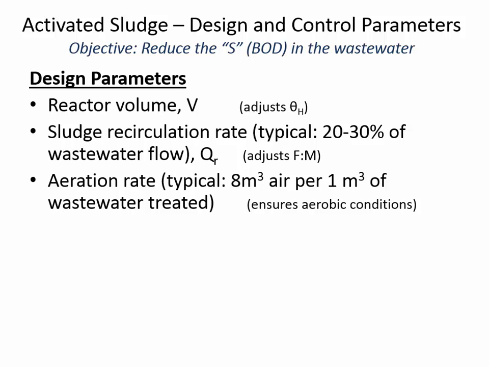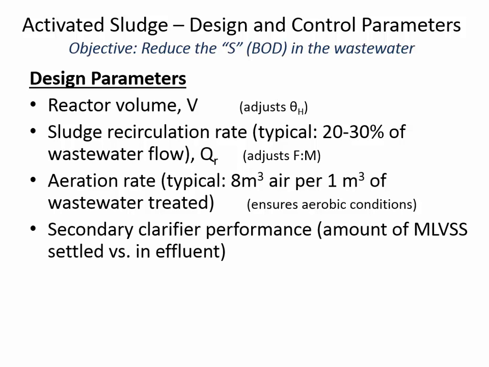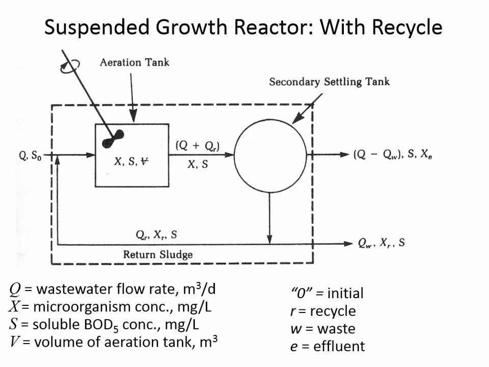What that means is that if you have 1 cubic meter per second of water coming in, then we would have 0.2 cubic meters per second as the recycle. So it's talking about Q sub R versus Q. That 20 to 30% is the ratio of the flow rates.